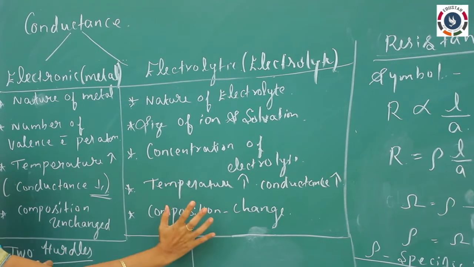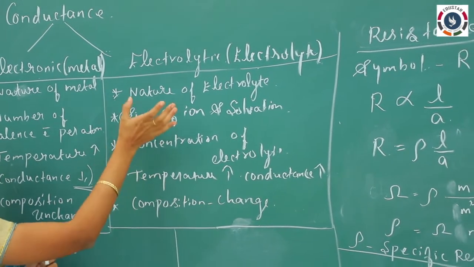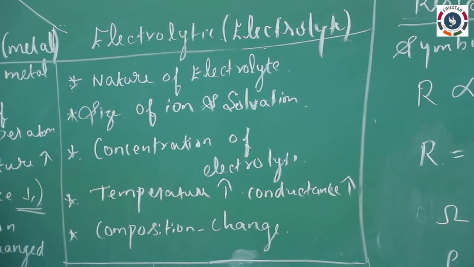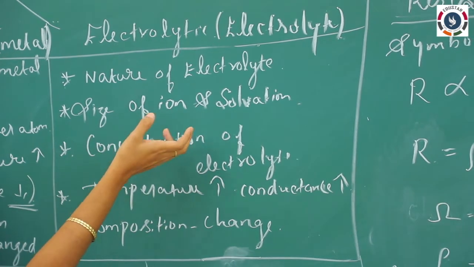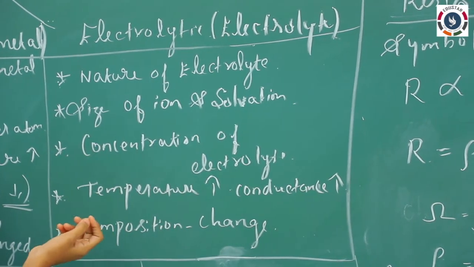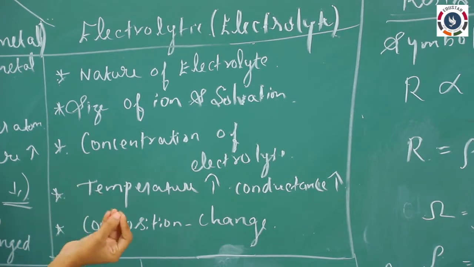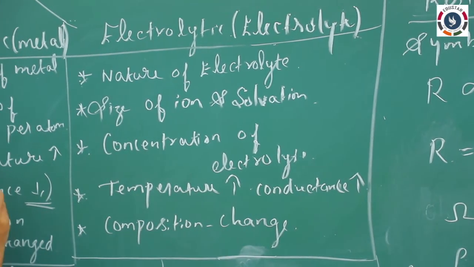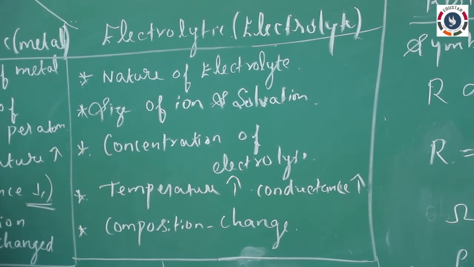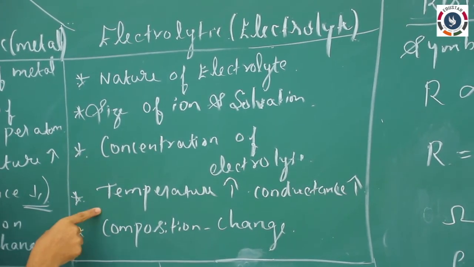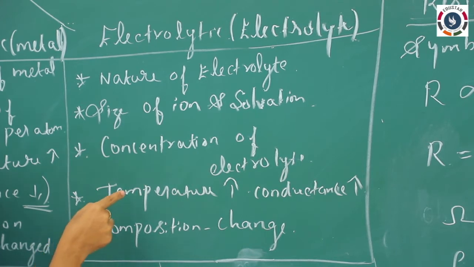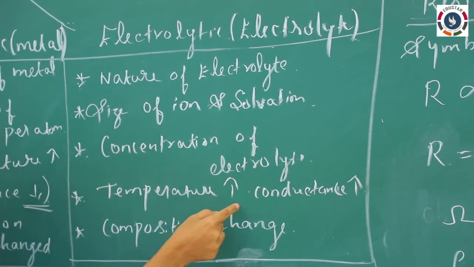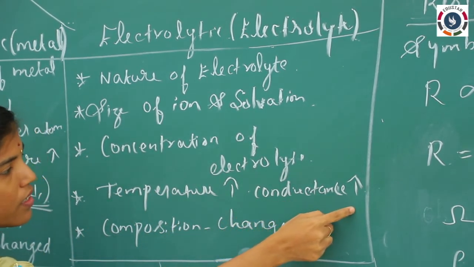Now coming to electrolytic conductance, it depends on the nature of the electrolyte, and the size and solvation ability of the ions present in the electrolyte. The concentration of the electrolyte also influences the electrolytic conductance. The next factor is temperature. If temperature increases, conductance also increases.